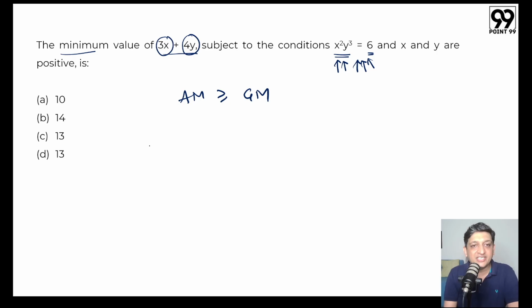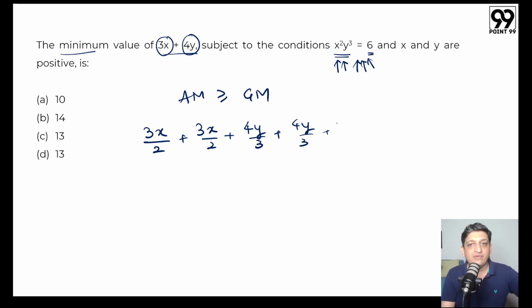I will split 3x into 2 parts. So I will say let my first term be 3x by 2. Let my second term be also 3x by 2. The total of this is 3x rather. And let me split 4y into 3 equal parts. So 4y by 3 plus 4y by 3 plus 4y by 3. Now these are the 5 terms that I have. So I'll divide this by 5.